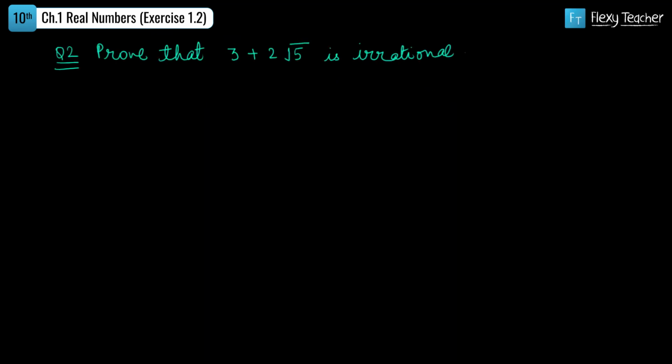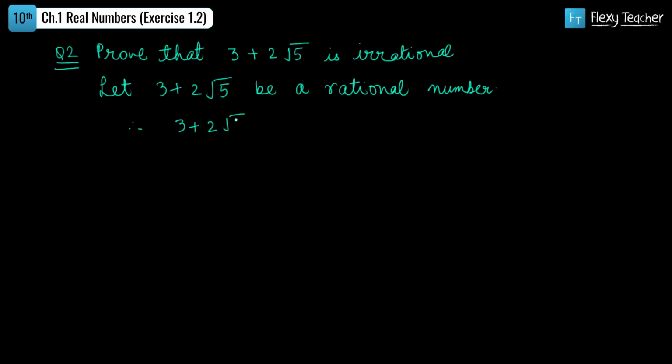Question number 2. Prove that 3 plus 2 under root 5 is irrational. Okay. So again, we'll start with an assumption. Let 3 plus 2 root 5 be a rational number. We are saying that we would be able to express it in the form of P upon Q. Therefore, 3 plus 2 root 5 is equal to P upon Q.